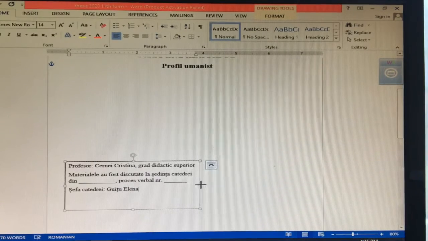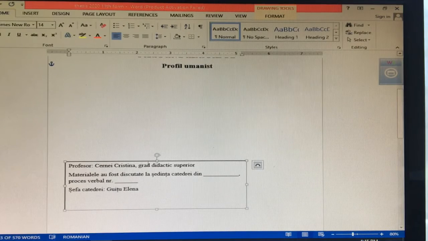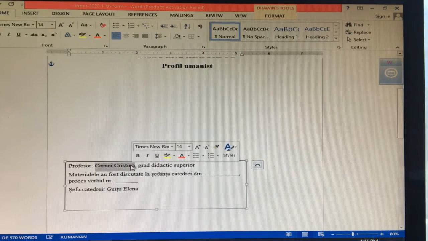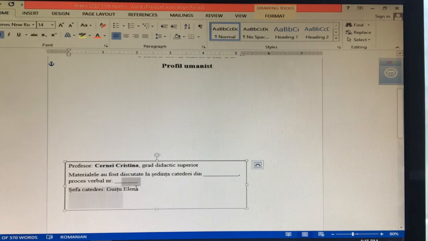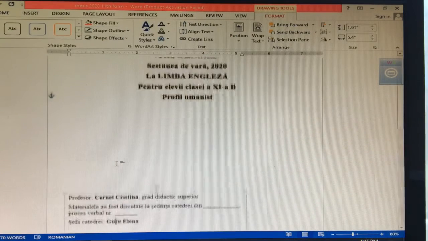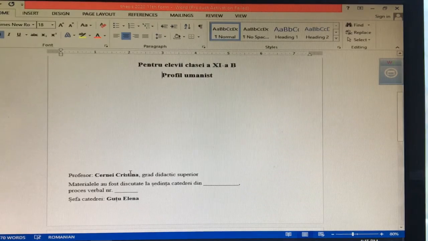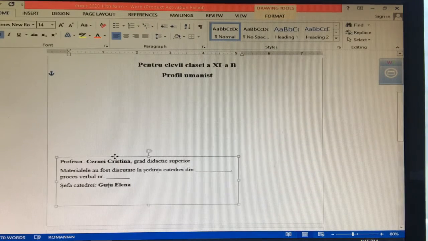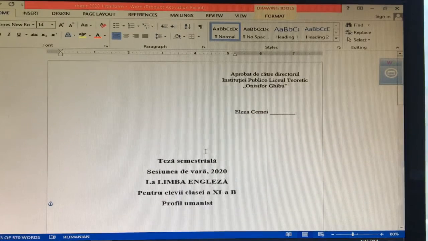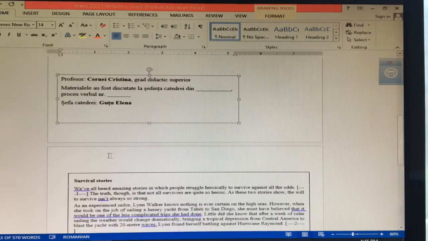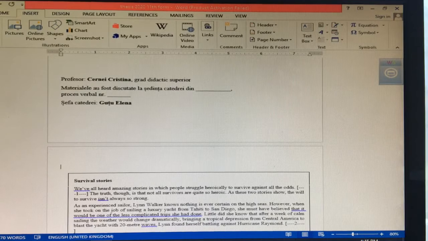And again, you can play here, maybe have something in bold. It all depends on what you want, how you want it to look, what other information you would like to have. Maybe I would do it in this way. Okay, so the first page would look like that in my school.